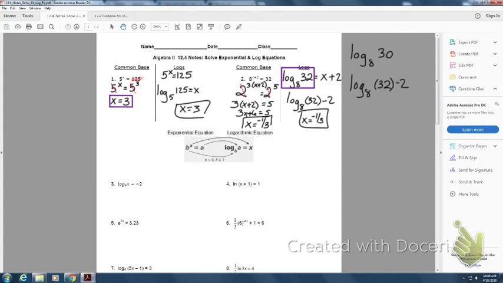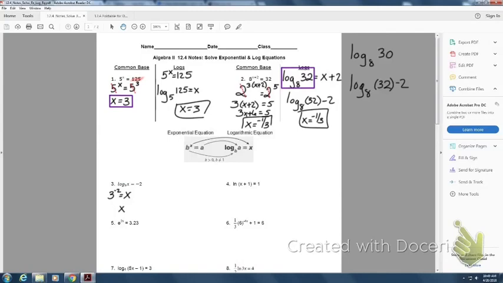That is going to look like base 3 is 3 to the power of negative 2 equals x. Without putting that in your calculator, can anybody tell me what that's going to equal?